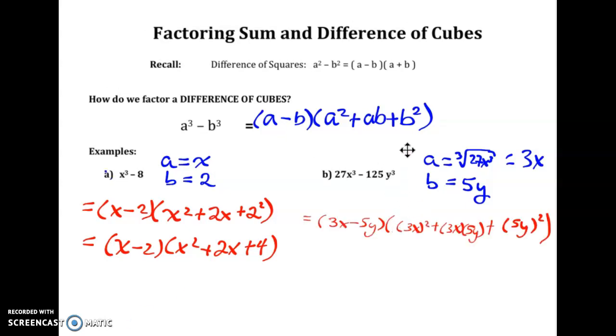Okay, so this would be your first step with everything just subbed in for the a's and the b's. And then we would need to do a little simplification step here. Because 3x all squared would really be 9x squared. 3x times 5y would really be 15xy. And then 5y all squared would really be 25y squared. And there it is, fully factored. So that's how you factor a difference of cubes.